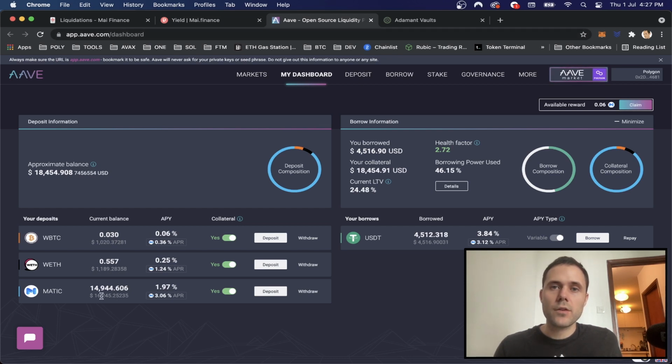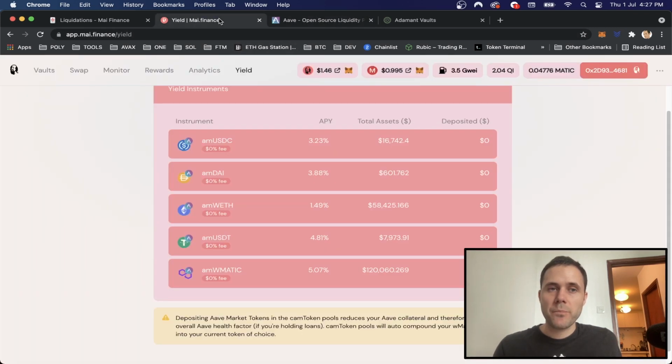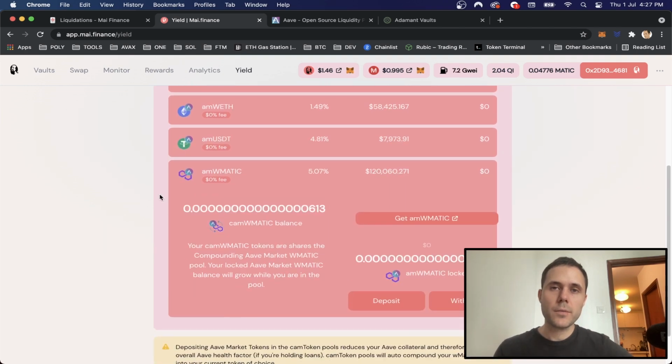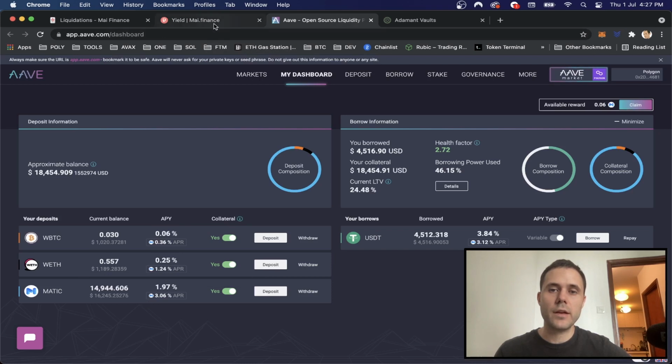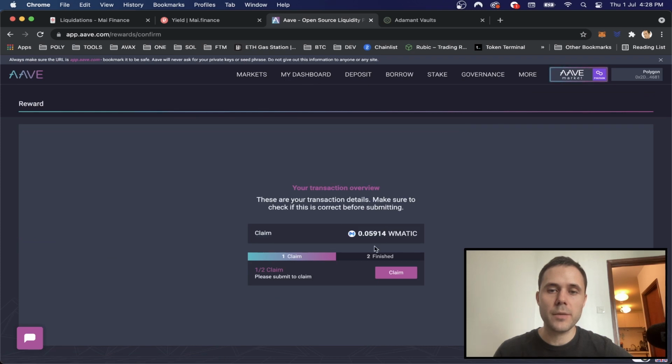So how it works is on AAVE you can have a deposit in Matic, like I have here, earning interest. And then on Mai Finance we can come over to here. We can deposit a token which represents our Matic, which we have deposited as collateral here. Now normally the rewards which you get on AAVE you need to claim in the top right hand corner. As you can see here, we've got this manual claim button. I've just claimed mine not long ago, so it hasn't really built up here, and you can just click claim.